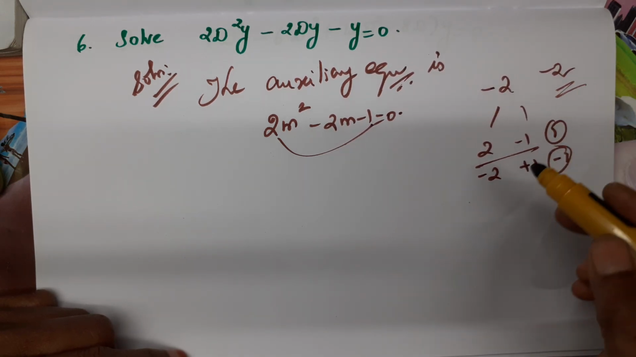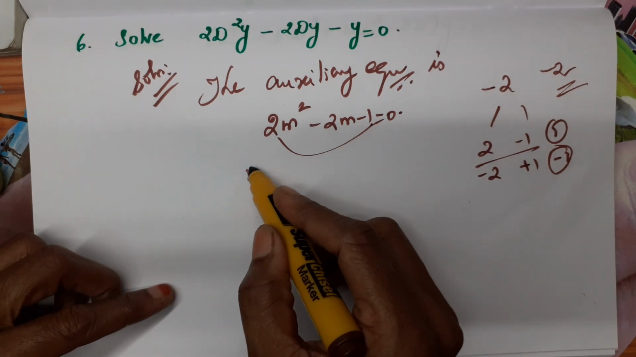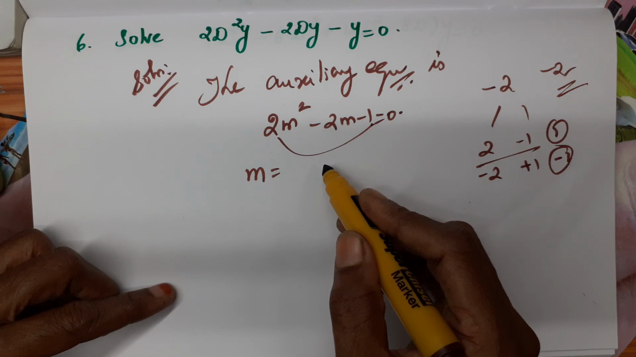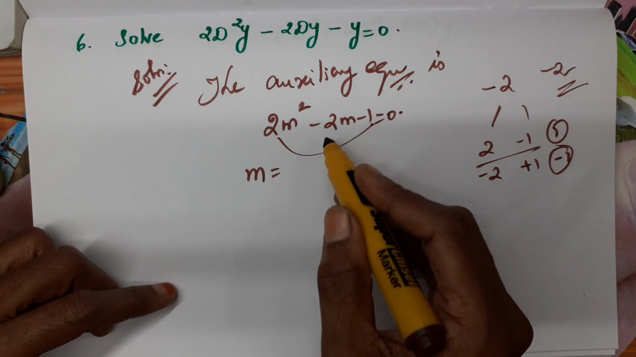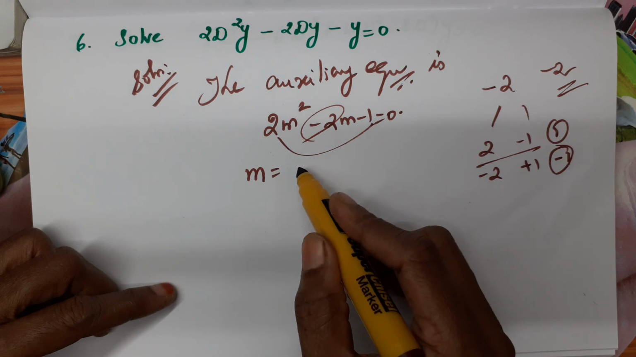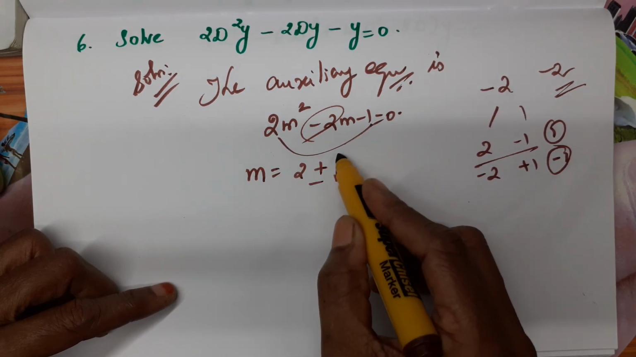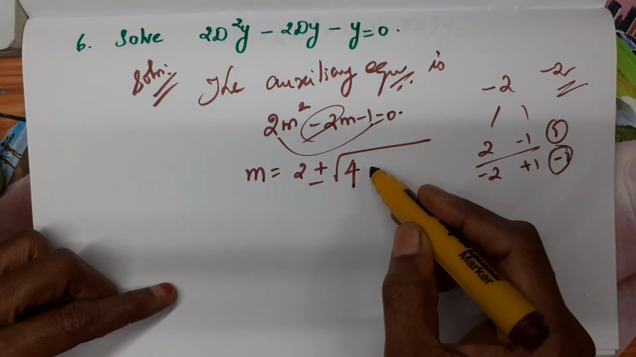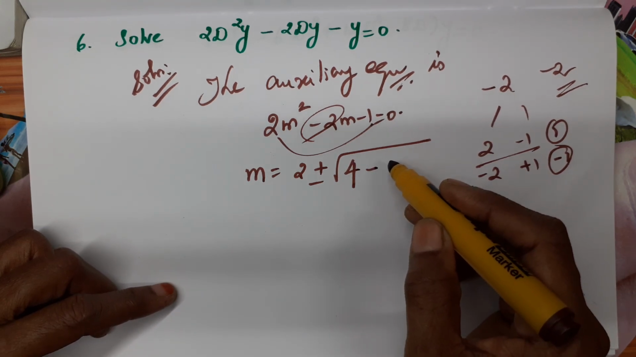We are not able to get this, so we have to use the formula method for finding m. What is the formula? Minus b plus or minus root of b squared minus 4ac by 2a. Minus b means minus of minus 2, that is 2, plus or minus root of minus 2 the whole square, which is 4, minus 4 into a into c.